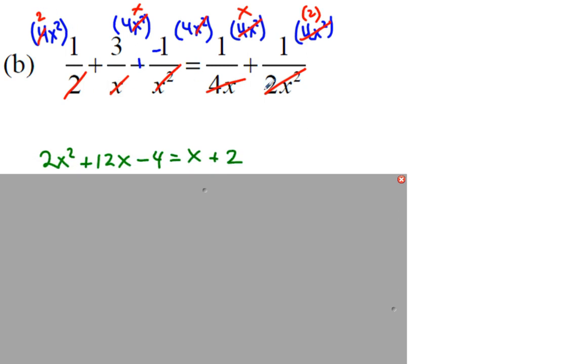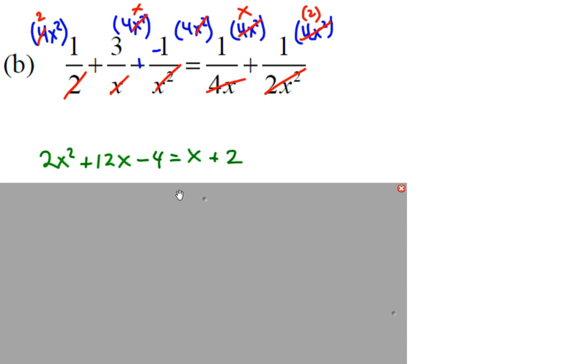Notice all my denominators are gone. They're all divided out. 2x squared in the first term, 12x minus 4 equals x plus 2. Go ahead and solve that. Well, to solve that, you need to get a 0 on one side. I'd like you to get a 0 on one side, factor it, or use your quadratic formula if you're so inclined. Then play the recording when you're ready.